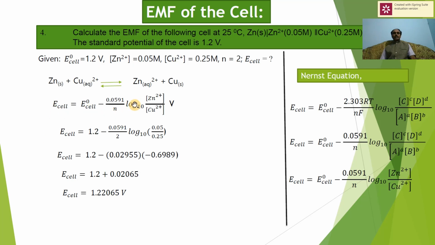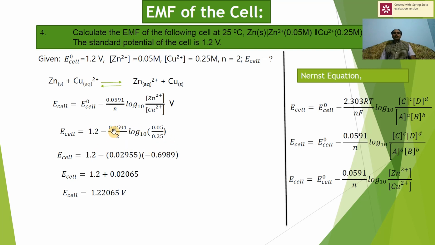Okay, now you have to write this formula once again. E cell is equal to E naught cell minus 0.0591 divided by n log of Zn2+ divided by molar concentration of Cu2+. The unit is volt. What is the concentration of Zn2+? It is given here, 0.05 molar, that you can write. Molar concentration of Cu2+ is there, that is 0.25 molar, that you can write here. So n is 2, that is already noted down, that you can write. Standard electrode potential of the cell is 1.2.